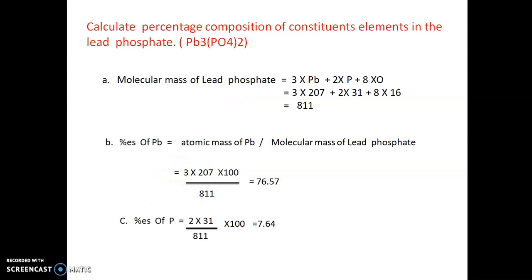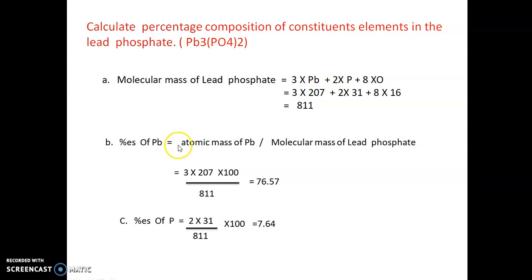One more example: calculate the percentage composition of the constituent elements in lead phosphate. For this, we first have to consider the molecular mass of lead phosphate. So 3 into Pb, 2 into phosphorus, plus 8 into oxygen. The atomic mass for Pb is 207, for phosphorus it is 31, and for oxygen it is 16. So it comes out to be 811.